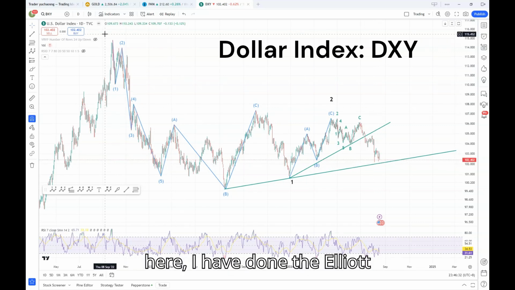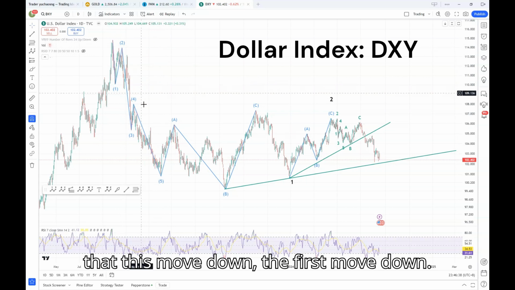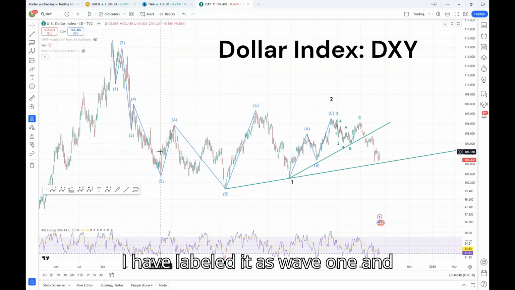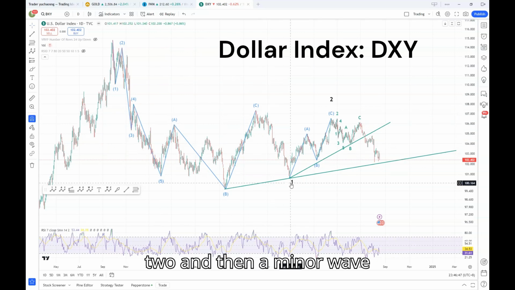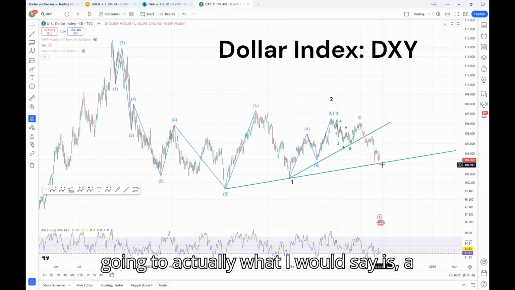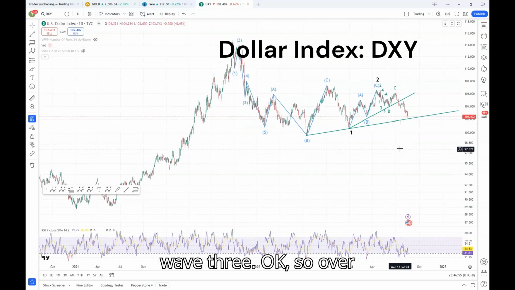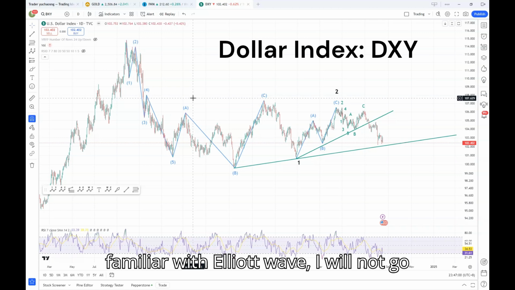So over here, I have done the Elliott wave count. And you can see that this move down, the first move down, I have labeled as wave one, and then we have ABC, which is a wave two, and then a minor wave one and a minor wave two, and now we are going to what I would say is a wave three. For those who are not too familiar with Elliott wave, I will not go deeper.